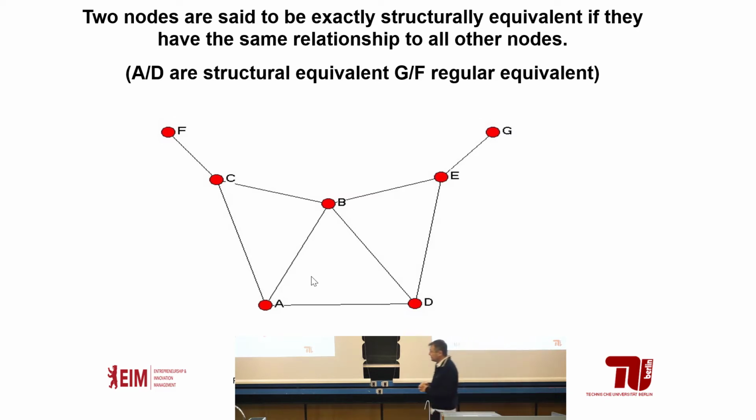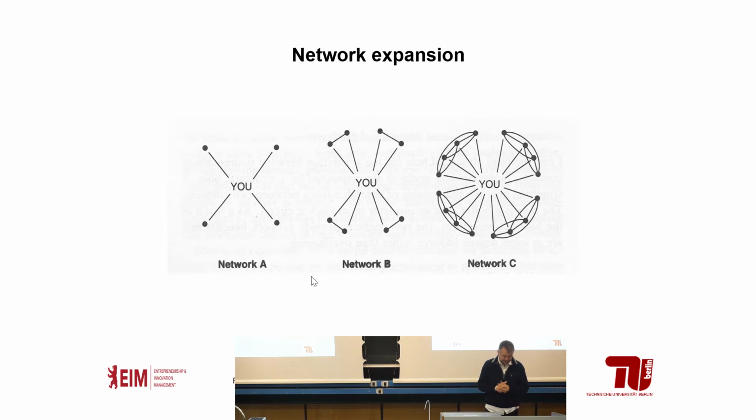Another thing is structural equivalence. That means two persons have exactly the same network configuration in social networks. That's also used for behavioral variables and for many explanations.